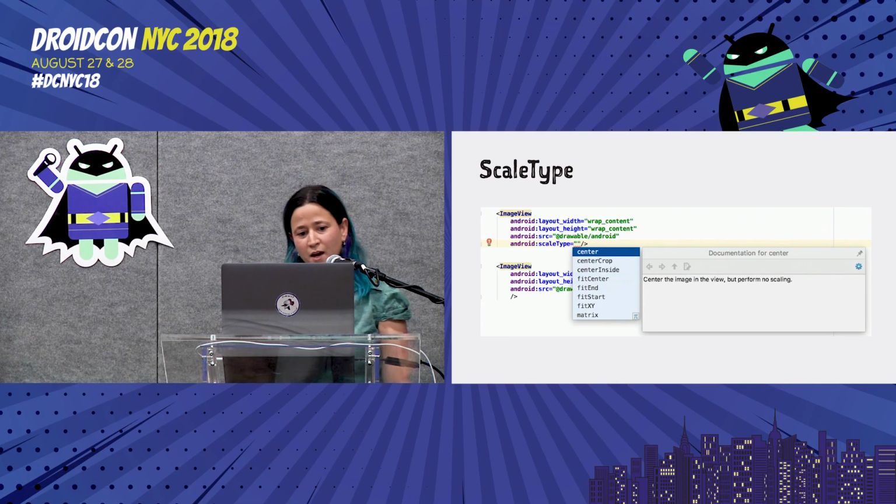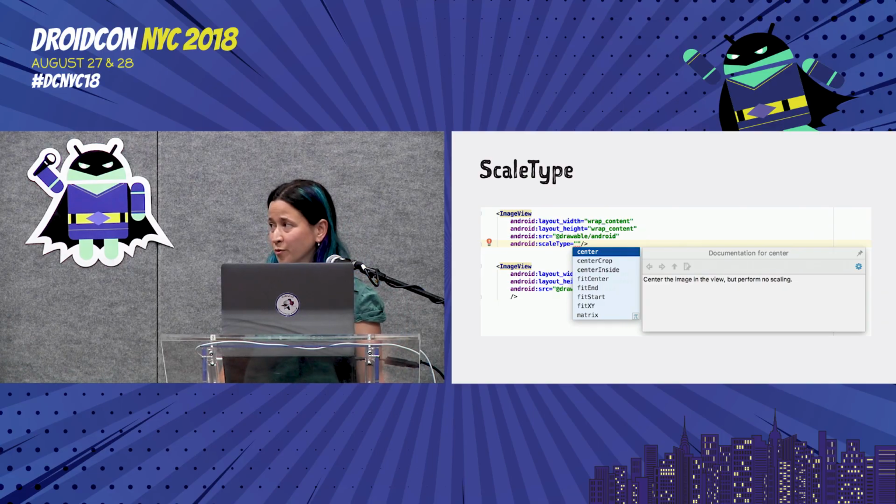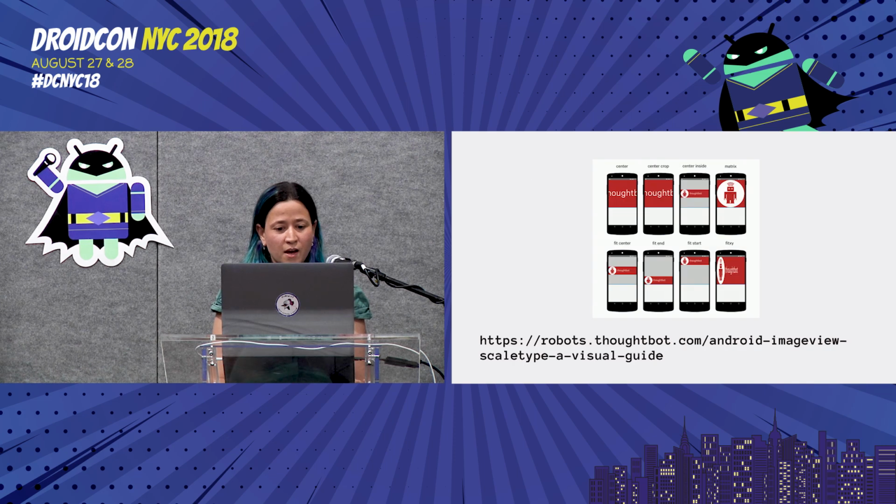Scale type, again, scaling the image to do a certain operation in case it's not exactly the size that I was expecting or the size that I want the image to be. And again, this is a link to a very, very useful blog post that shows this very clearly, what different scaling means. Amanda Hill's post, so I go there often, so just go there whenever you have a question about what is fit start.